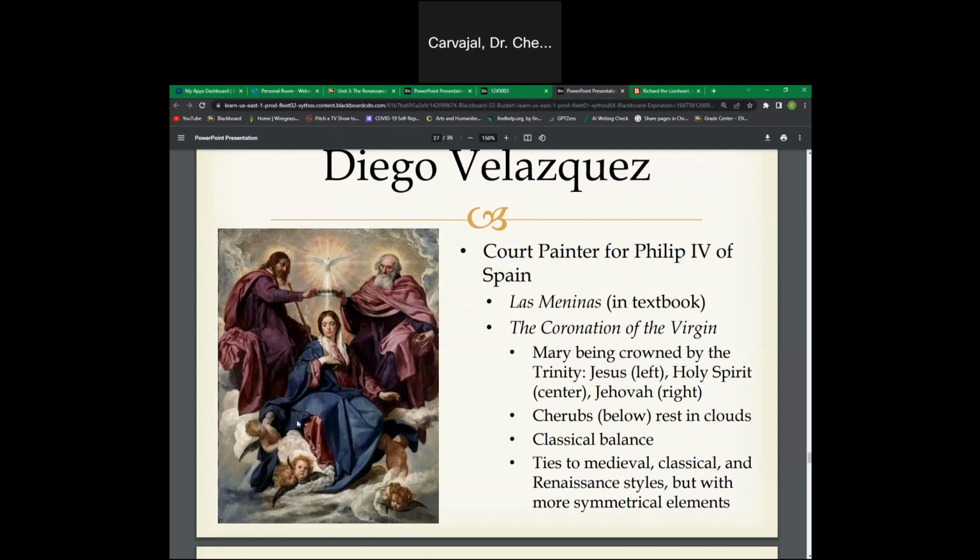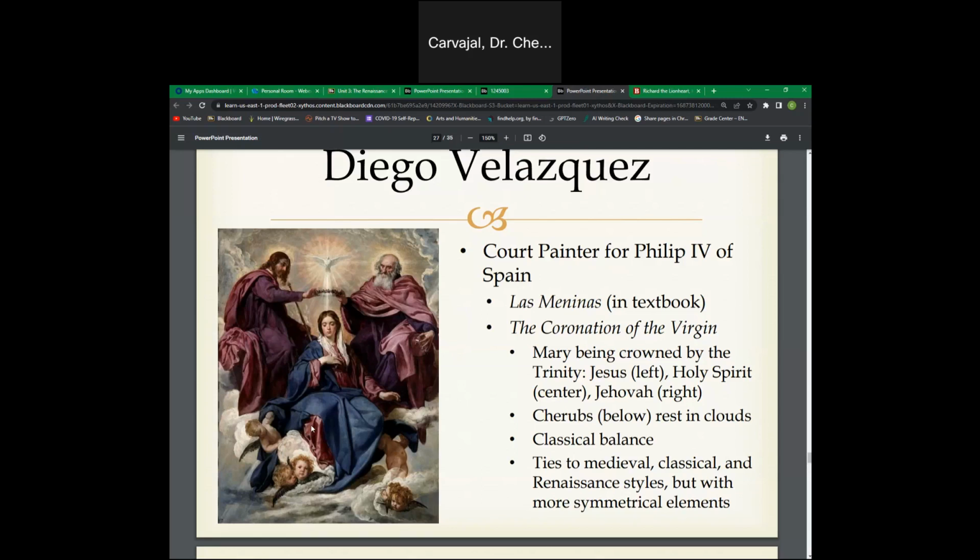But it's far more modern. It takes some of the classical medieval ideas, but it also moves into the Renaissance. It takes a lot of the Renaissance realism and even the symmetry. The fact that they have the Father and the Son on both sides and the Holy Spirit is right above her.